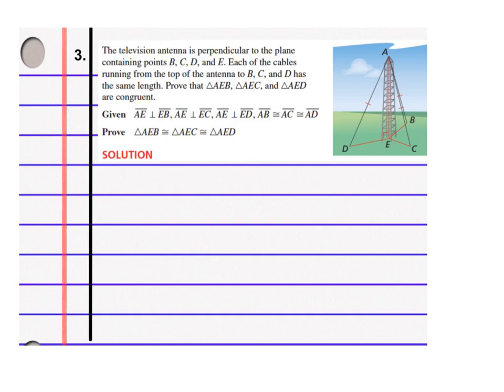All right, the television antenna is perpendicular to the plane containing points B, C, and D. So those are all right angles. Each of the cables running from the top of the antenna to B, C, and D has the same length. So those are all congruent, and that's marked on your picture, right here. Prove that all three triangles are congruent.